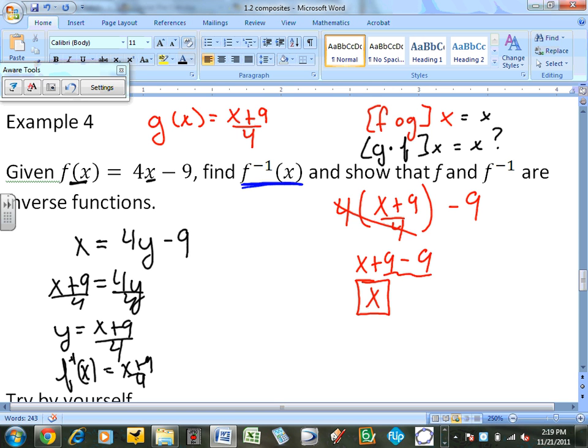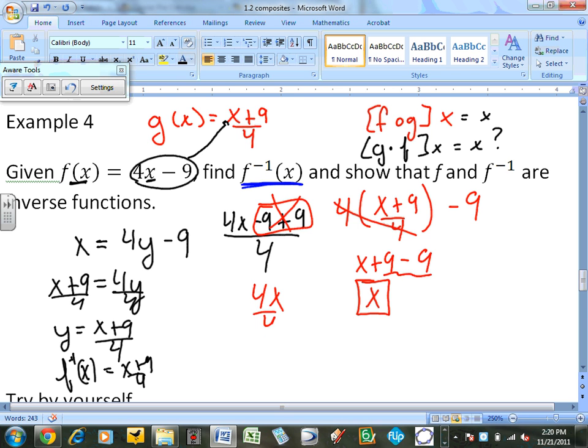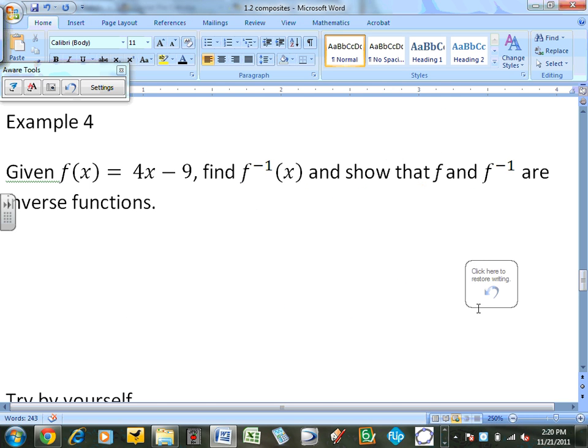Okay, so now anywhere I see an x, I'm going to plug in 4x minus 9. So 4x minus 9 plus 9, divided by 4. Well, minus 9 plus 9, that's 0, right? Then I have 4x divided by 4. The 4's cancel out. I'm left over with x. So that last theorem was saying, if we do f of g of x and g of f of x, and they both equal x, then the two are inverses of each other. So it's a way of checking ourselves. All right, so they're inverses of each other.